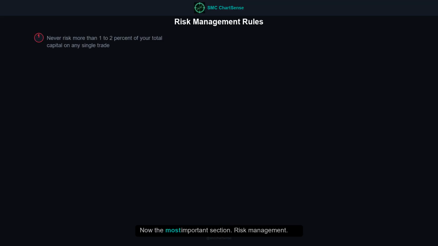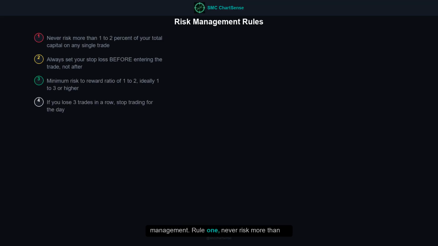Now, the most important section, risk management. Rule 1. Never risk more than 1 to 2% of your total capital on any single trade. Rule 2. Always set your stop loss before entering the trade, not after. Rule 3. Maintain a minimum risk to reward ratio of 1 to 2. Ideally aim for 1 to 3.